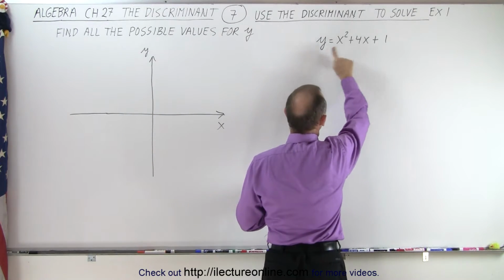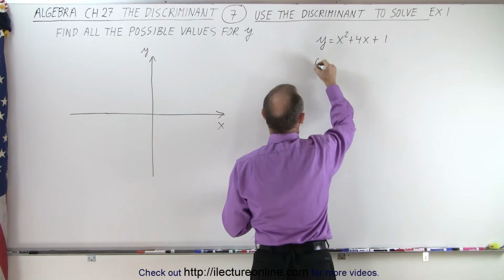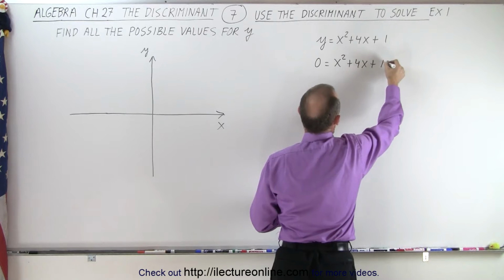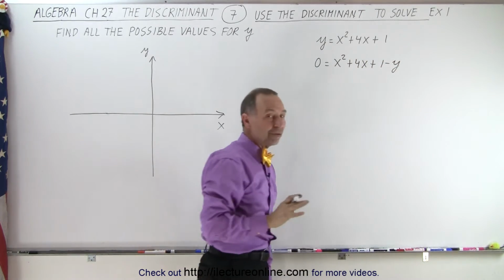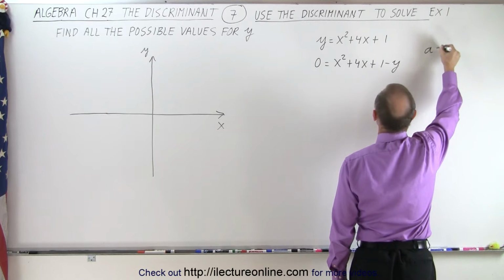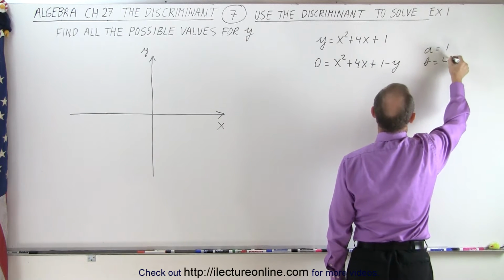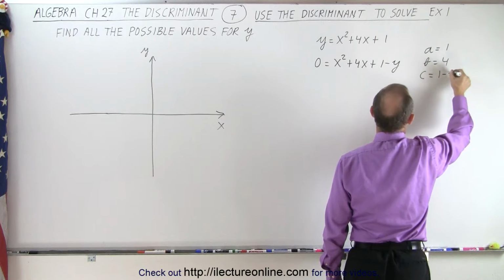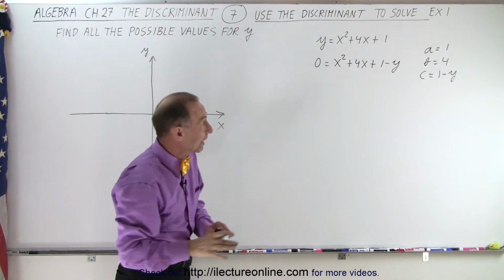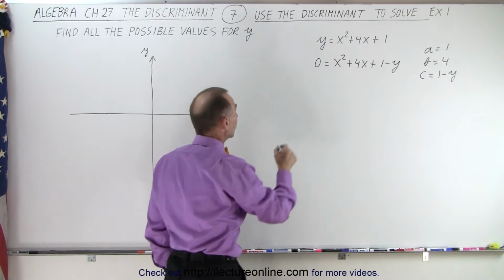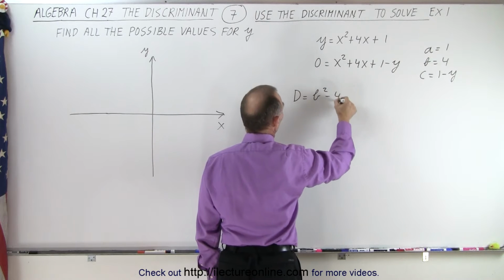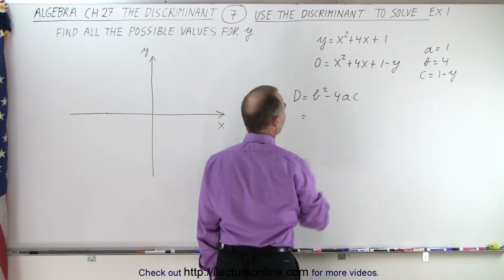First we're going to move the y over to the other side and write it as 0 is equal to x squared plus 4x plus 1 minus y. Then we're going to find a, b, and c from the quadratic equation. So a is equal to 1, b is equal to 4, and c is equal to 1 minus y. We're going to plug that into the equation for the discriminant. We know that the discriminant is equal to b squared minus 4ac. So let's see what that's equal to.